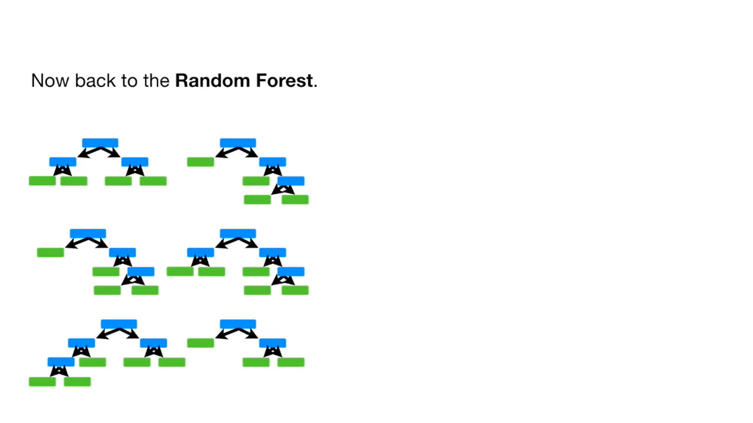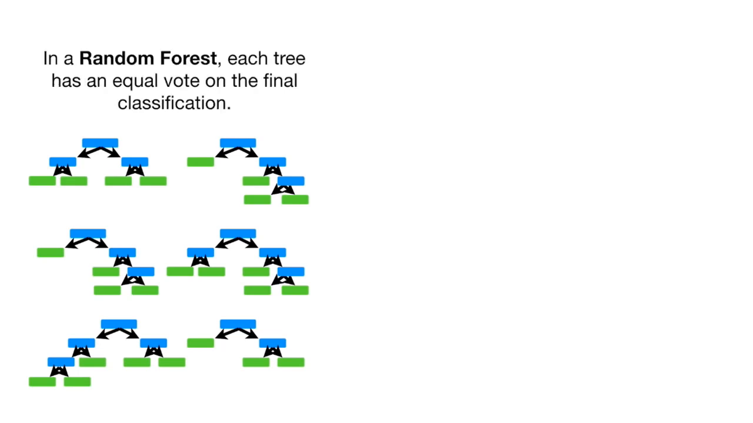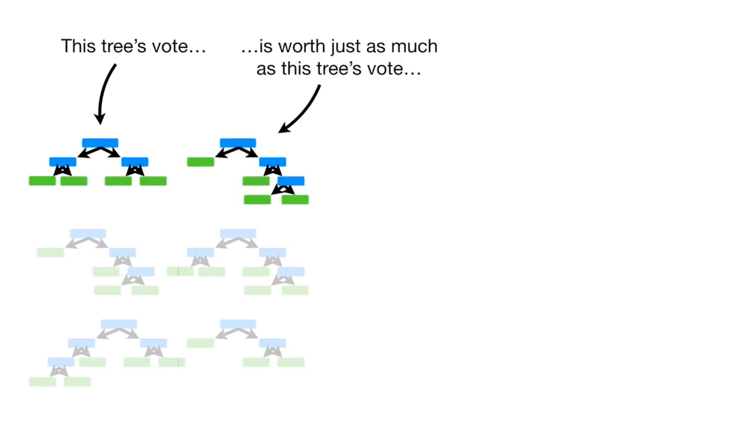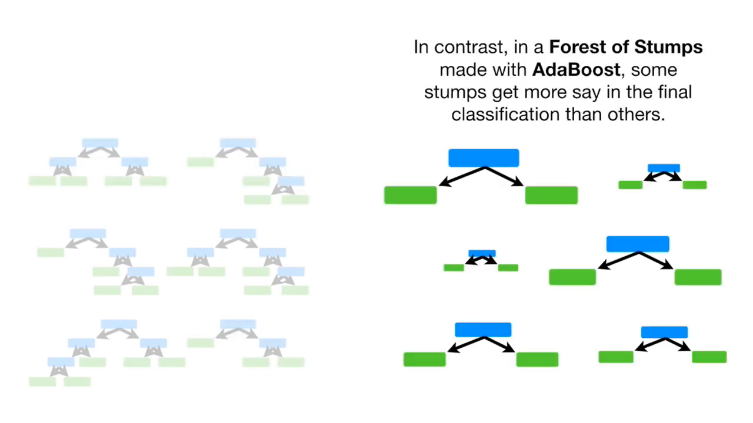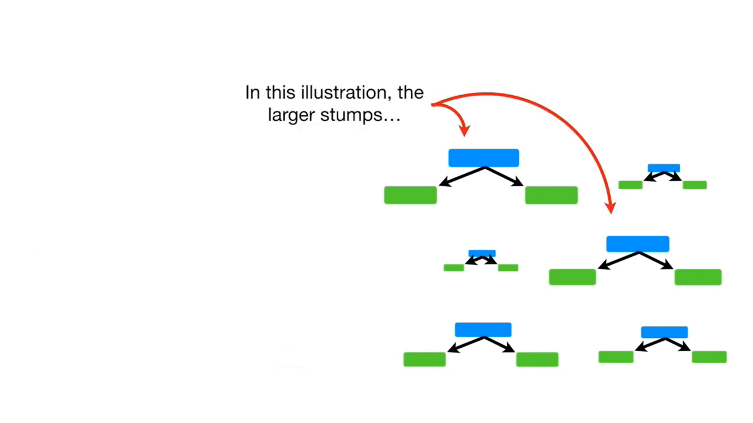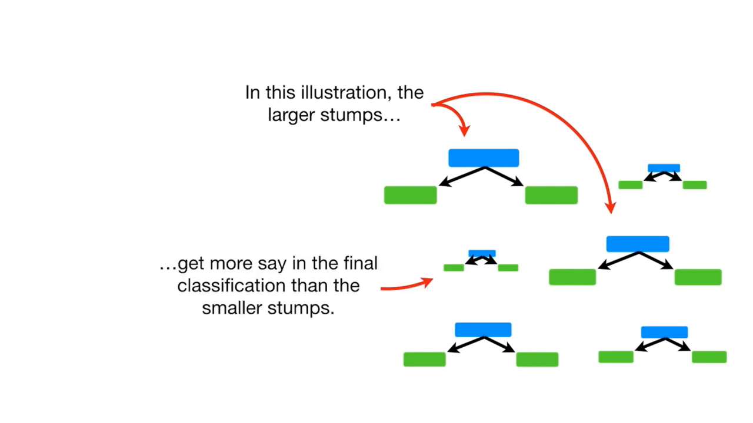In a random forest, each tree has an equal vote on the final classification. This tree's vote is worth just as much as this tree's vote or this tree's vote. In contrast, in a forest of stumps made with AdaBoost, some stumps get more say in the final classification than others. In this illustration, the larger stumps get more say in the final classification than the smaller stumps.